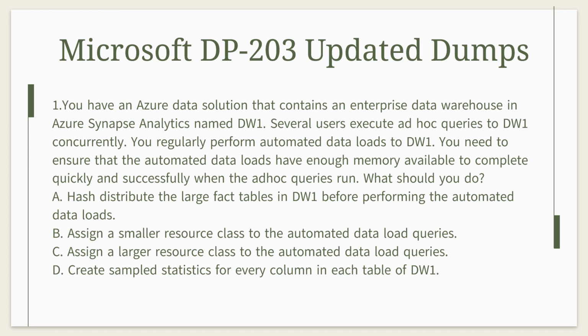A. Distribute the large fact tables in DW1 before performing the automated data loads. B. Assign a smaller resource class to the automated data load queries. C. Assign a larger resource class to the automated data load queries. D. Create sampled statistics for every column in each table of DW1.